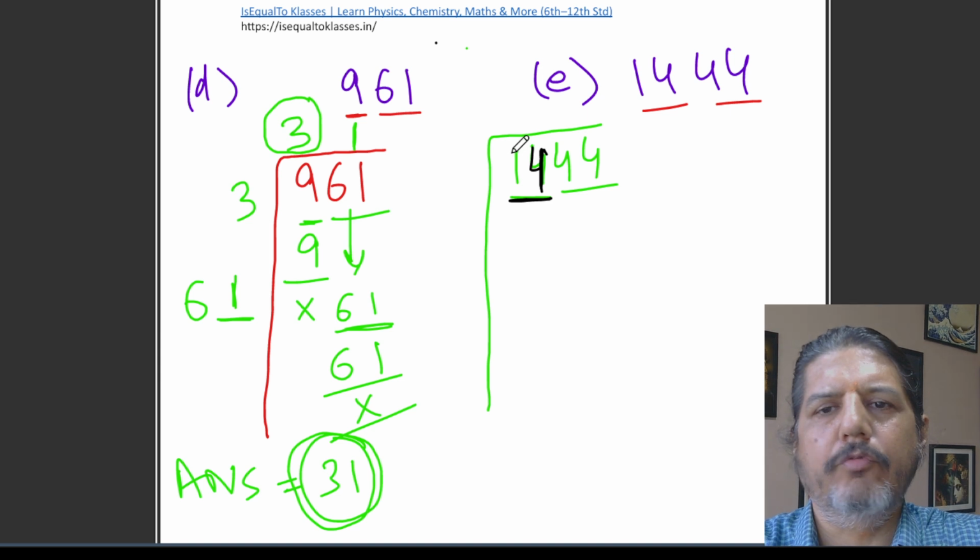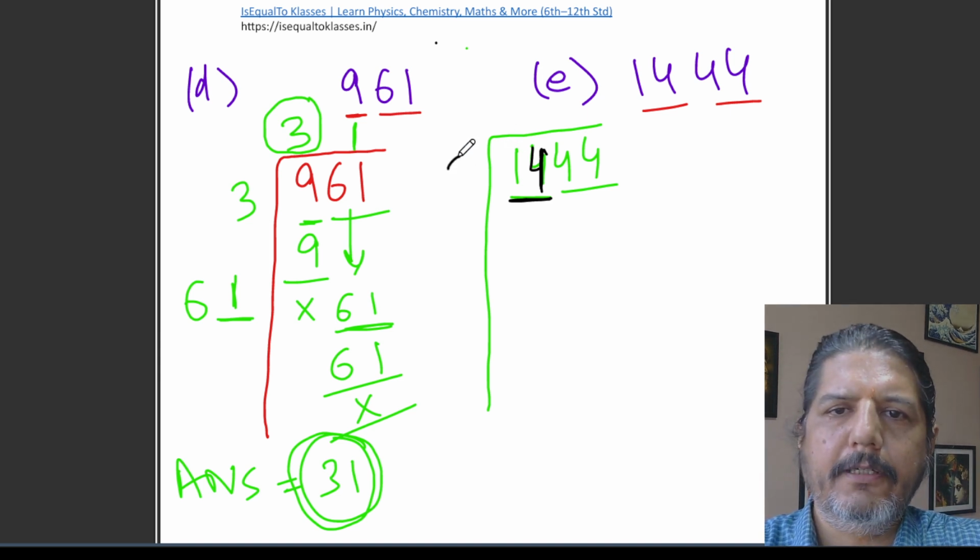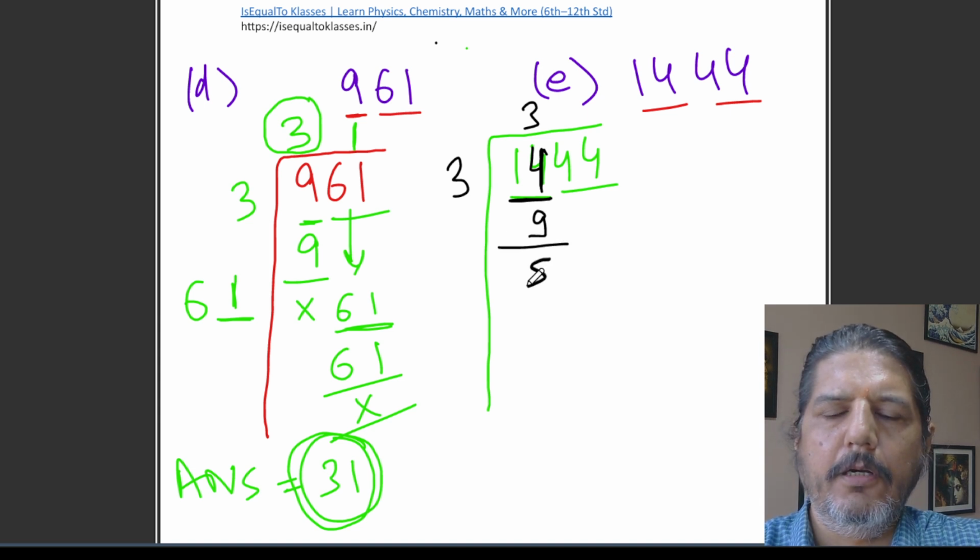So 3 3s are 9, 4 4s are 16. 4 is not the correct number. 3 3s are 9 is correct. So 3 3s are 9. I have 5. Whole of this 44 will come down.